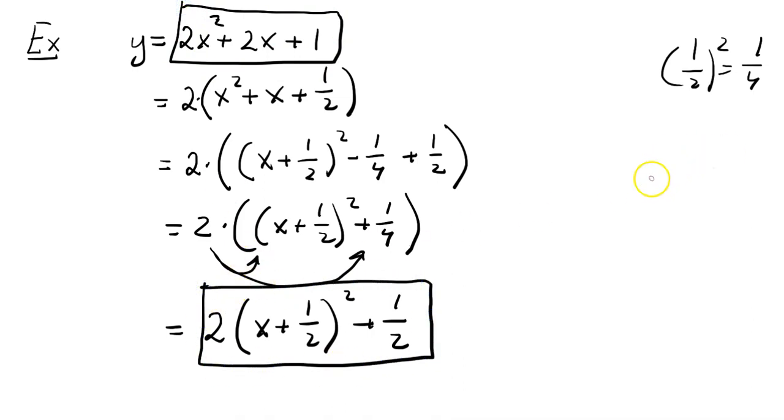And this is in the form of a(x plus b) squared plus c. This is in this form. So this is just moving the x squared curve 1/2 step to the left, 1/2 step up, and then making it twice as steep. So that's how you could sketch that one.